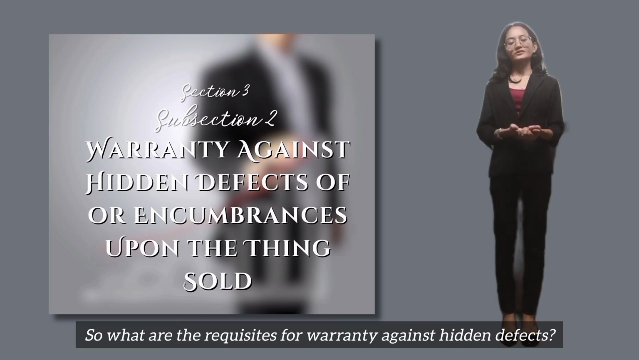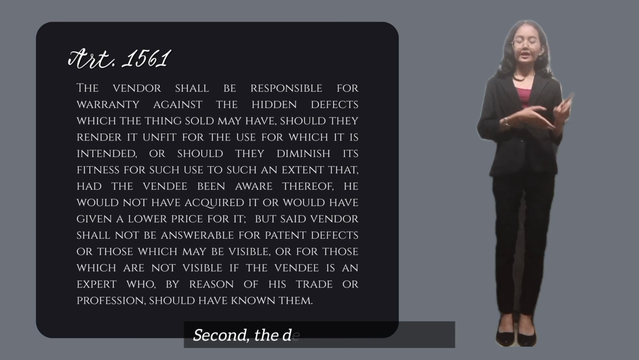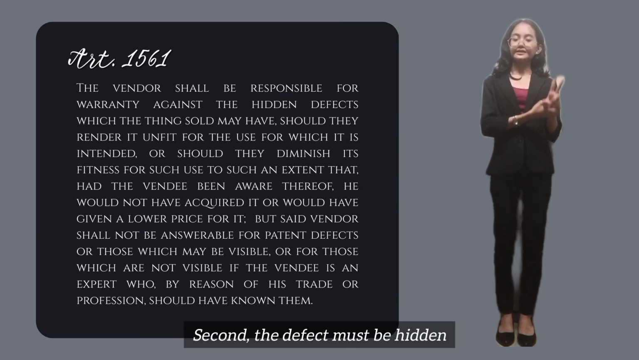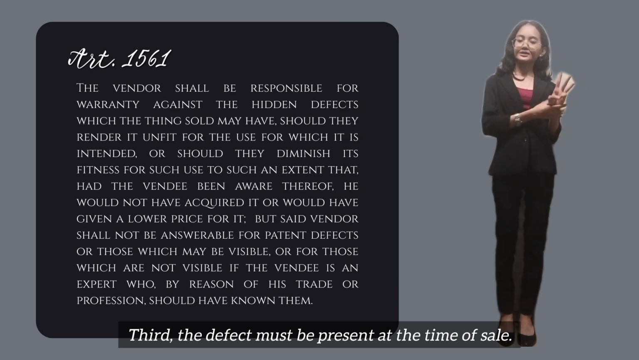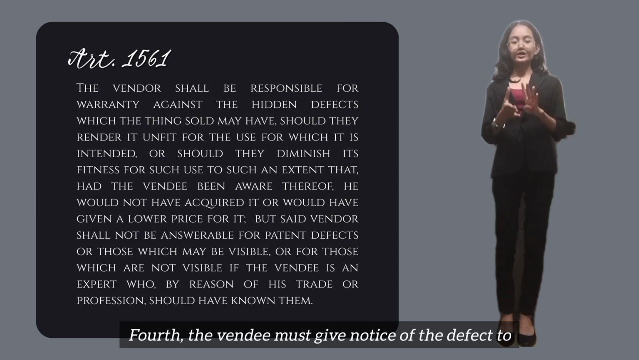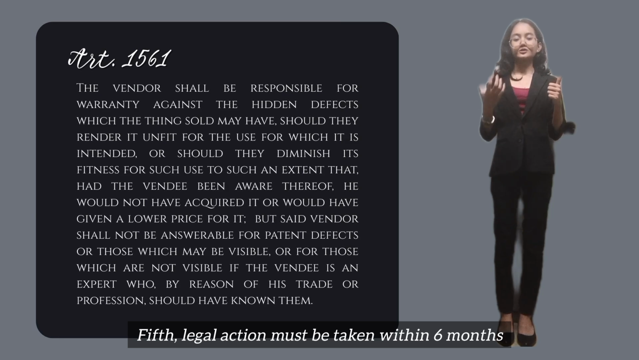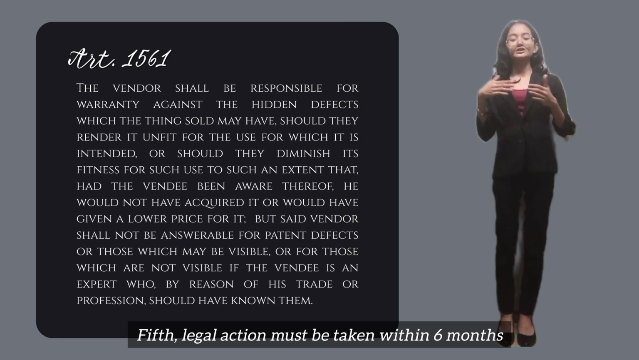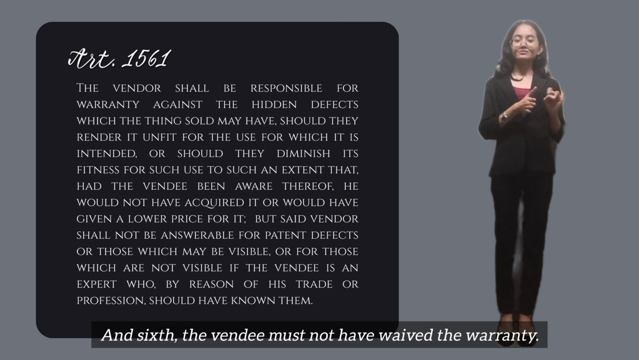So what are the requisites for warranty against hidden defects? First, the defect must be important or serious. Second, the defect must be hidden. Third, the defect must be present at the time of sale. Fourth, the vendee must give notice of the defect to the vendor within a reasonable time. And fifth, legal action must be taken within 6 months, or 40 days for animals, after delivery. And sixth, the vendor must not have waived the warranty.